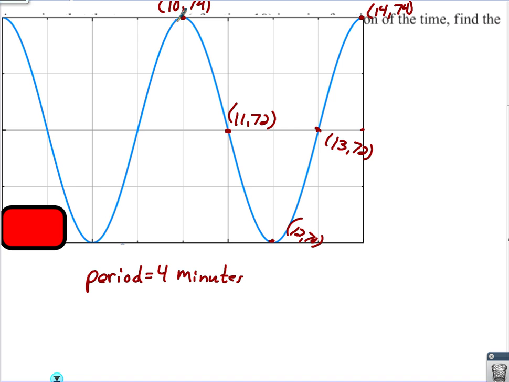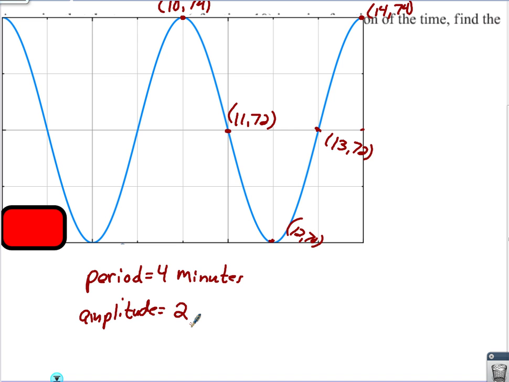Because it was at 74. After 4 minutes later, it's back at 74. You see, how long does it take for it to repeat? So the period is 4 minutes. The amplitude, think of it like this. Your highest temperature was 74. Your lowest temperature was 70. The distance between 74 and 70 is 4. So the amplitude is going to be half of that, or 2.